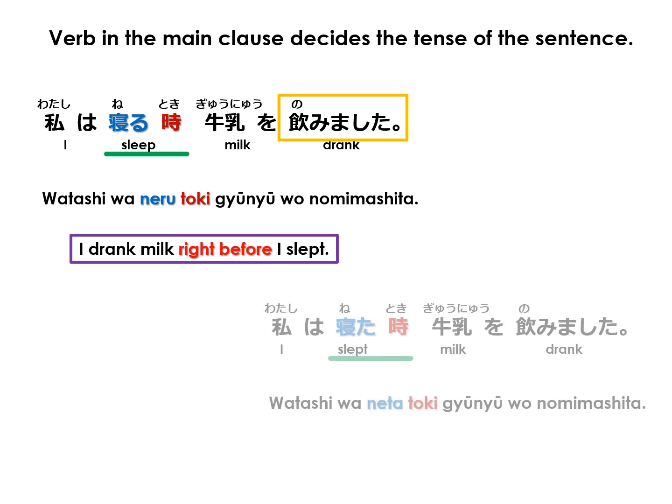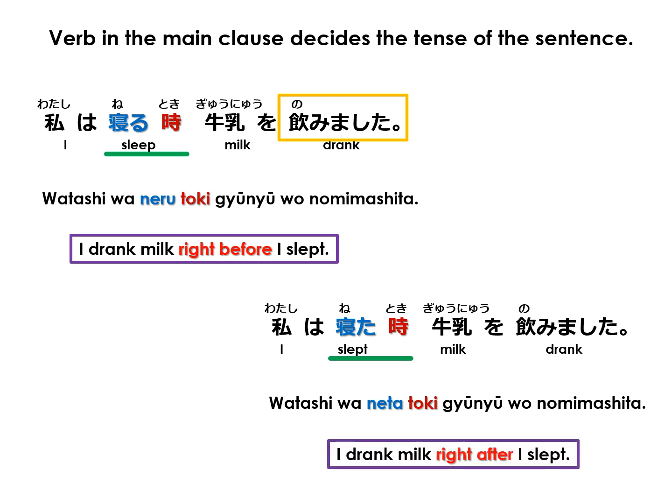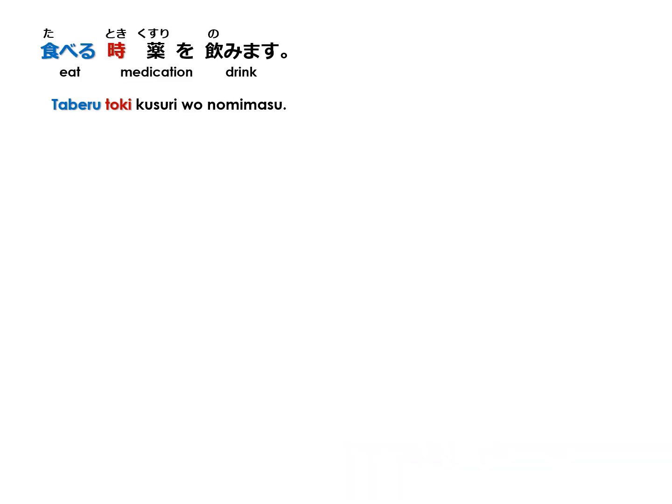And this sentence, Watashi wa neta toki gyūnyū wo nomimashita. We have the same sense except for a change in V1 to neta toki. And in English, I drank milk right after I slept. Another example, same case.